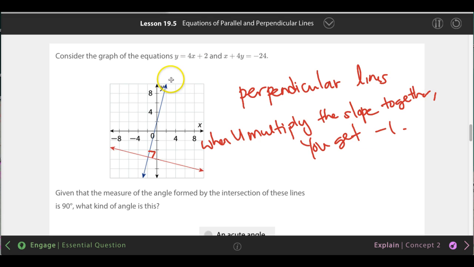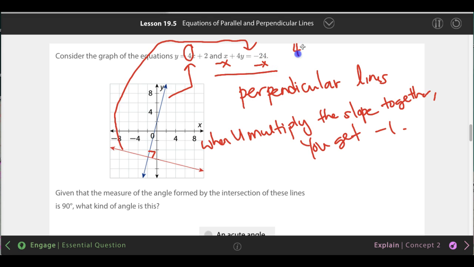So let's see, the equation for the blue line is this one right here, and then the equation for the red line is this one right there. Okay, so the slope for the blue line is obviously 4. Now what is the slope for the red line? Well, this is in standard form, so you have to move things around. So first you subtract x from both sides, and that will give you 4y is equal to -x minus 24. Then you divide everything by 4. And so now y is equal to -1/4 x minus 6. So obviously now for the red one, the slope is -1/4.